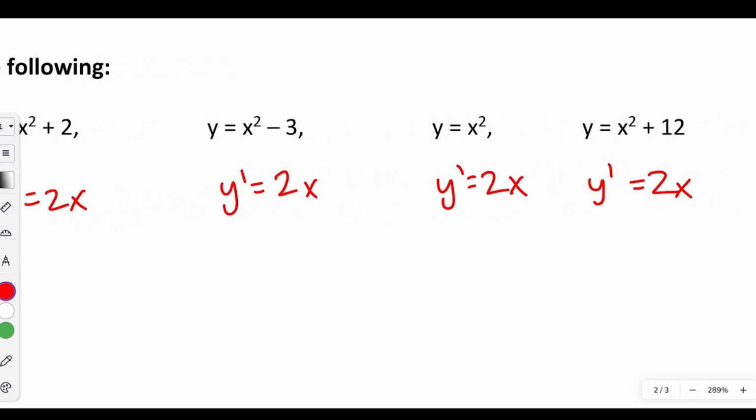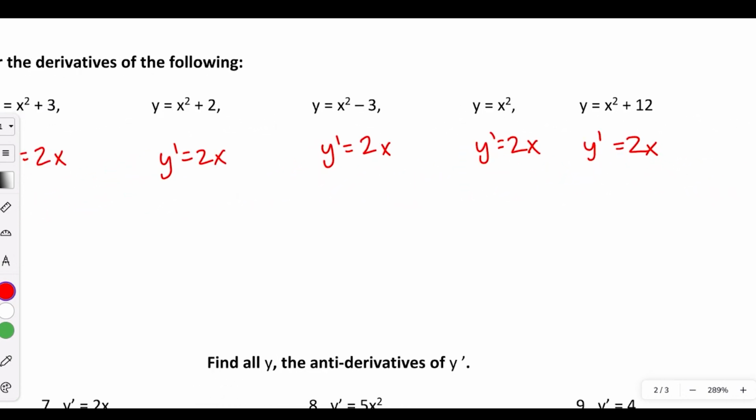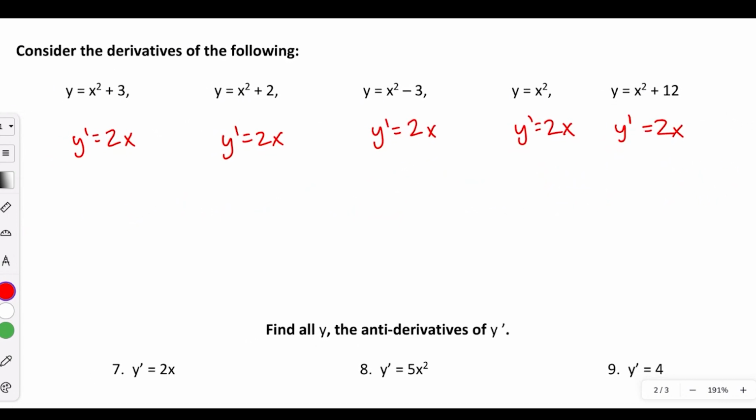So what do they all have in common though? If the question is saying something like, find all of the antiderivatives of y equals 2x, we want to consider all possibilities, right? Basically every function whose derivative is 2x.